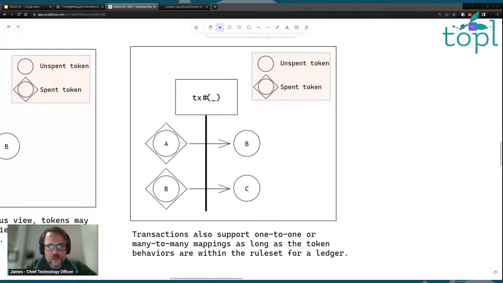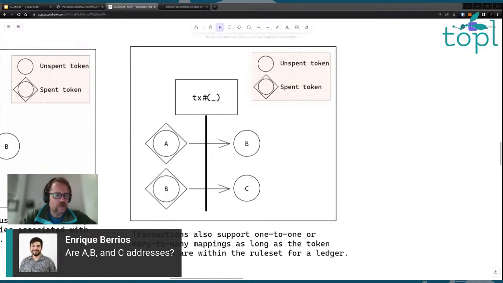Okay, I'm going to pause one more time. Yes, thank you, Enrique. A, B, and C here are addresses. I apologize, I kind of skimmed over that.